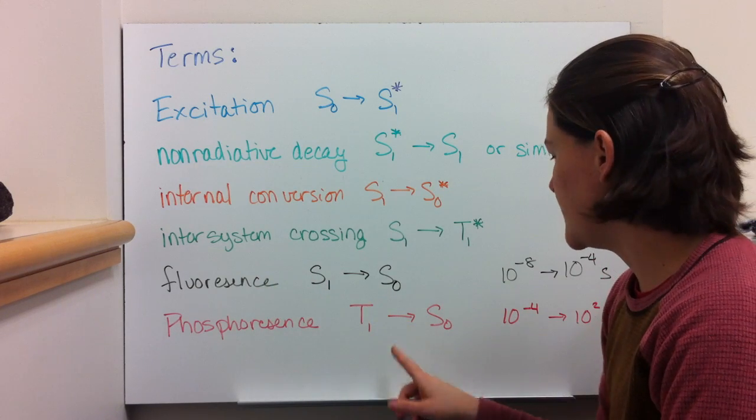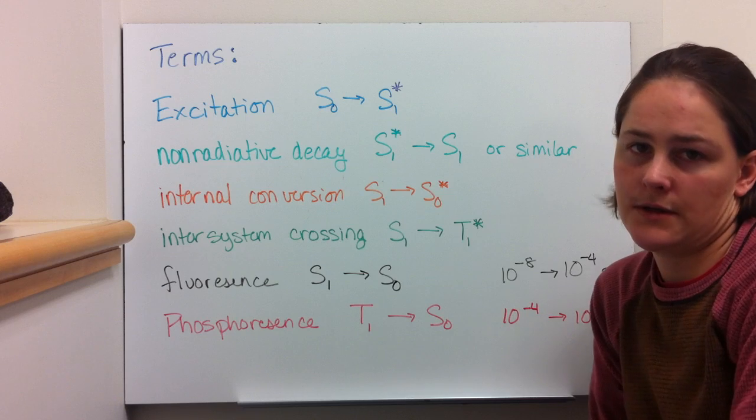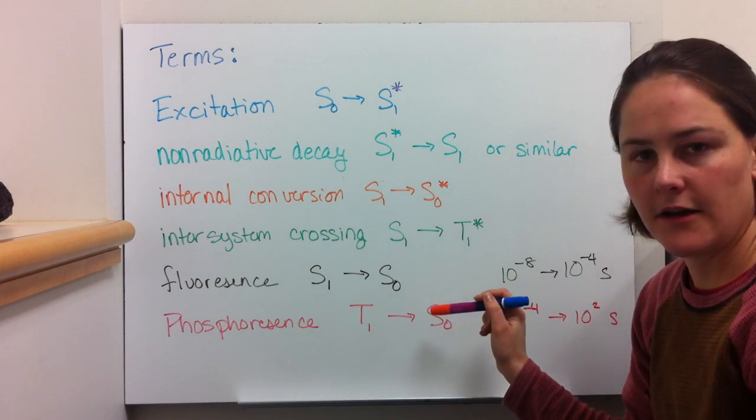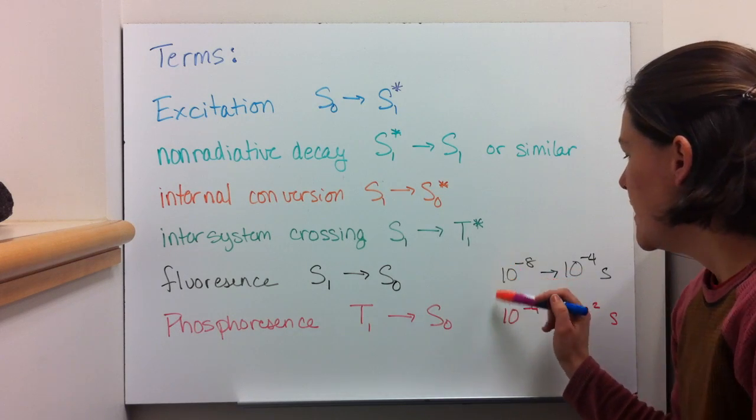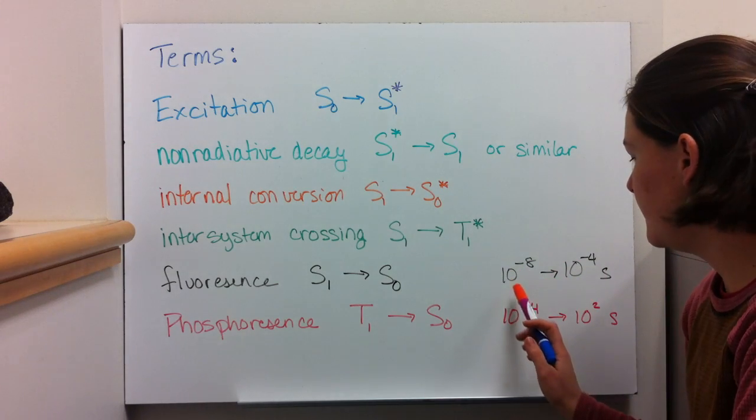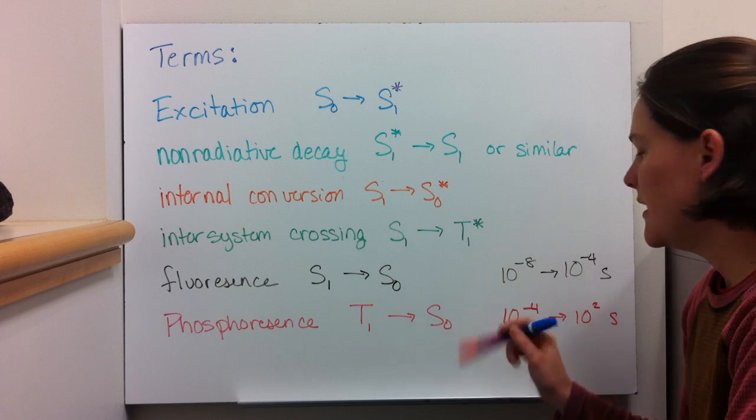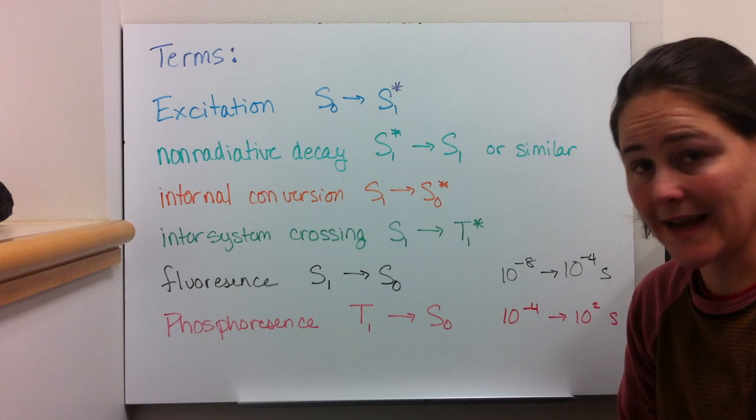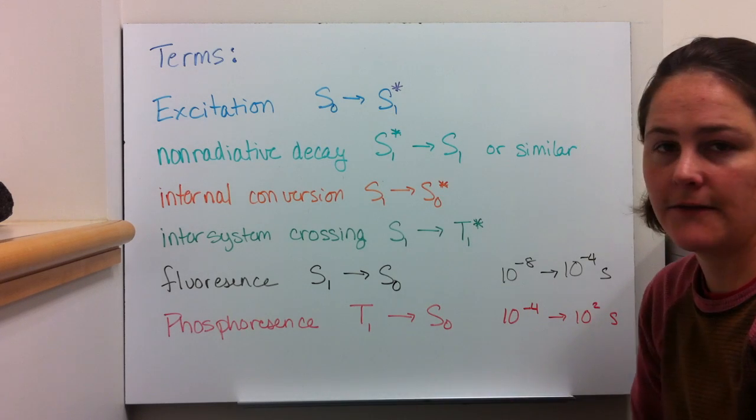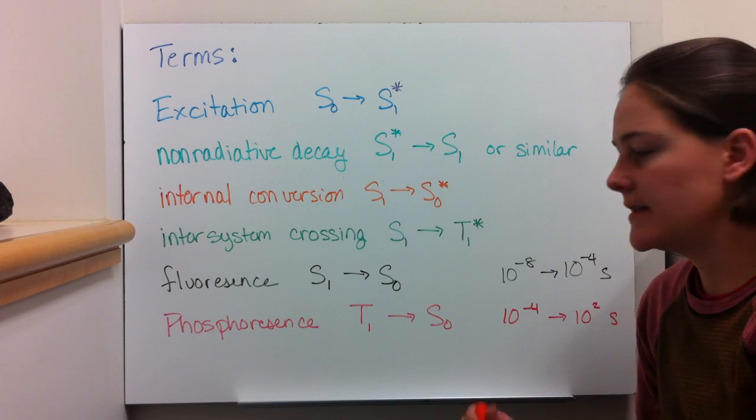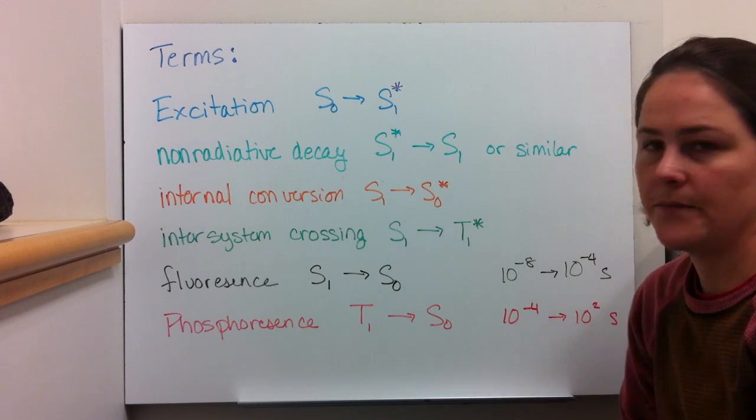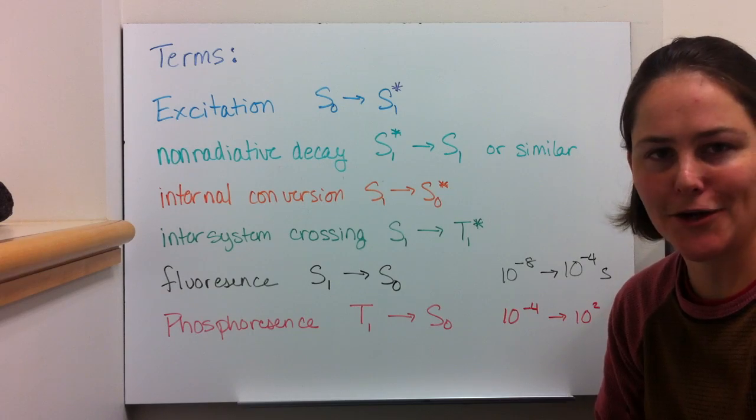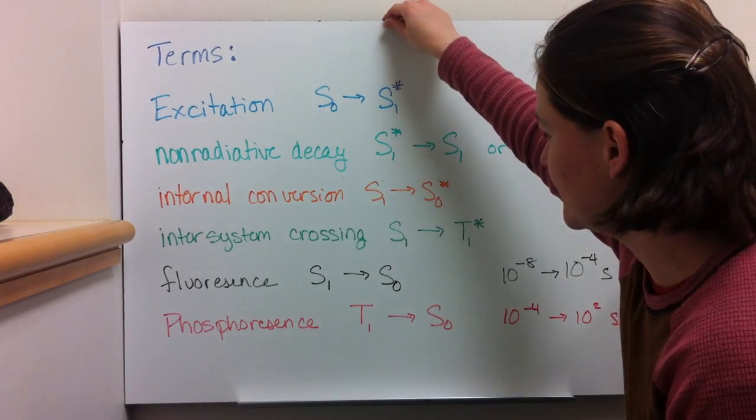fluorescence or phosphorescence. And the cool thing about those, the difference between these is, for one thing, the transition that's occurring, but also the time scale. Fluorescence occurs on a very short time scale, from 10 to the negative 8 to 10 to the negative 4 seconds. But phosphorescence can take much longer, up to 10 to the 2 seconds. And so you can see some very cool effects. That's why things glow in the dark.